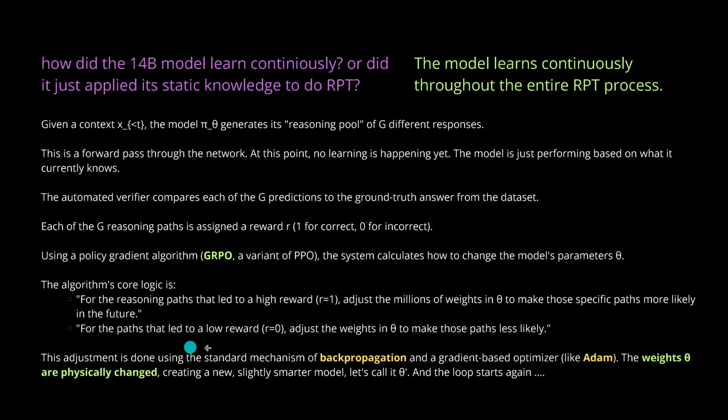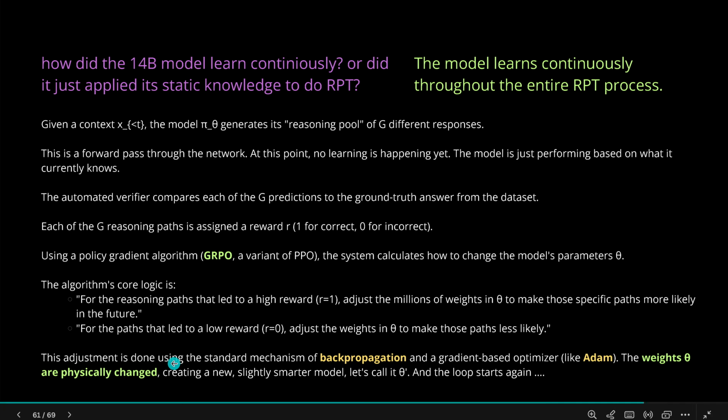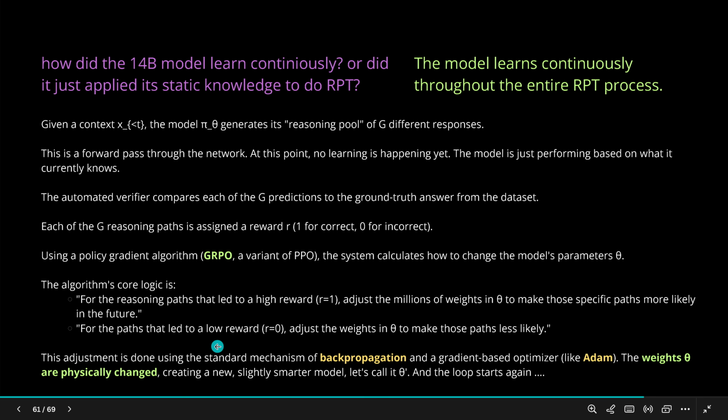So this adjustment is done using here the standard mechanism of backprop and a gradient-based optimizer like an Adam optimizer, and we achieved what we wanted. We wanted to modify here the tensor weight structure theta of our LLM. And now we physically change them. So we did create a new, slightly smarter model, theta dash. And the loop starts again with the next one.